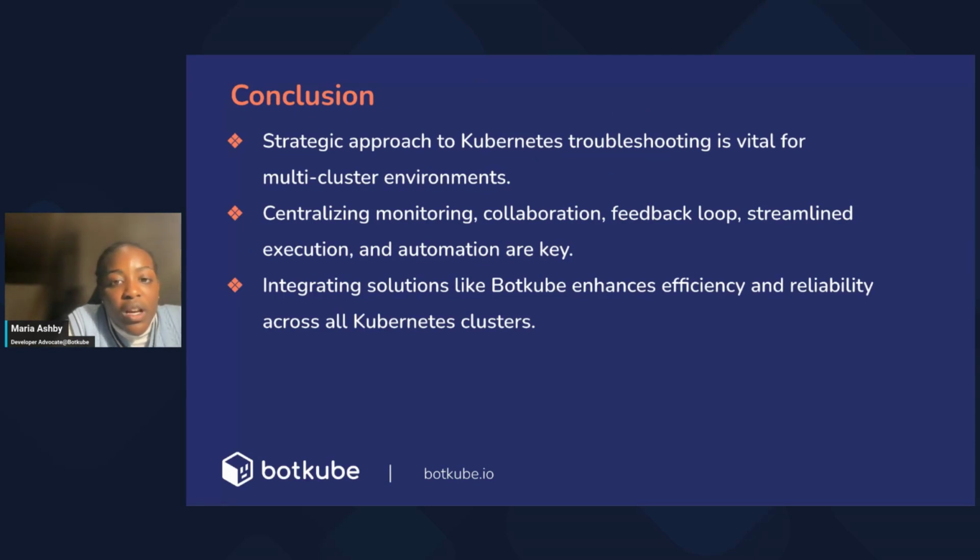So in conclusion, it's very important to not be reactive when it comes to Kubernetes troubleshooting. It's good to have a strategic approach based on your team's history and the resources available to your team. And by centralizing and automating a lot of the steps in your troubleshooting process, you can become a more resilient and reliable team. And using a tool like Botkube can package all of that efficiency and reliability in one piece for your Kubernetes clusters.